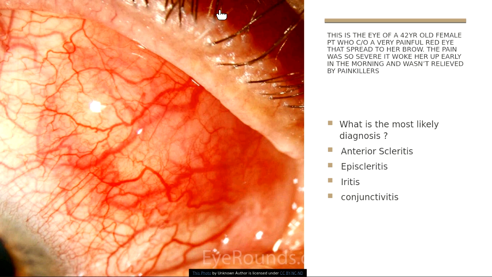Conjunctivitis is not really painful. You get a little mild discomfort. And remember, we just discussed episcleritis. It's not really painful either. It's just a little bit of discomfort. Okay? So the most likely diagnosis is an anterior scleritis. Any questions so far?